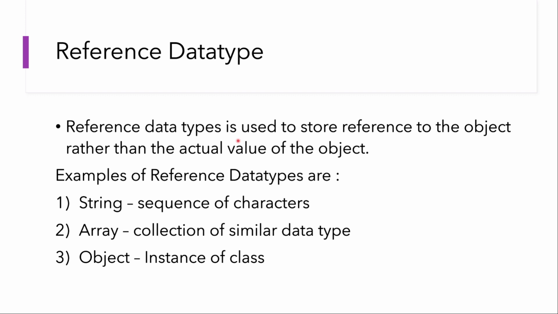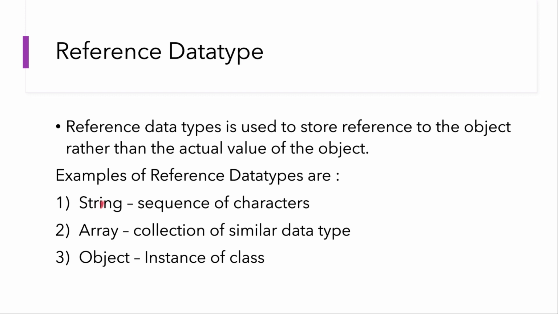So what happens is that whenever you declare any reference data type, the values are stored in memory, at a particular memory address. So the reference to that address is stored in this reference data type. Now let us see the examples of reference data type.